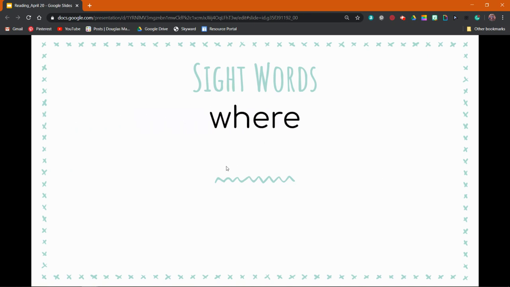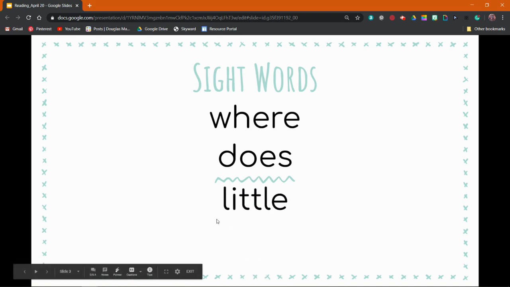First sight word is the word where. W-H-E-R-E, where. Where are my shoes? Our next sight word this week is the word does. Spell it with me. D-O-E-S, does. She does not like chocolate.